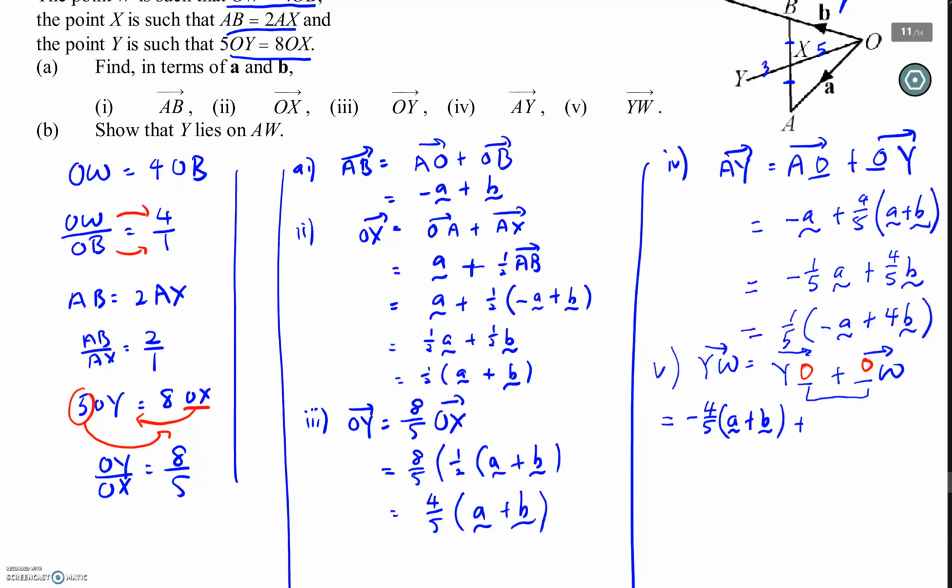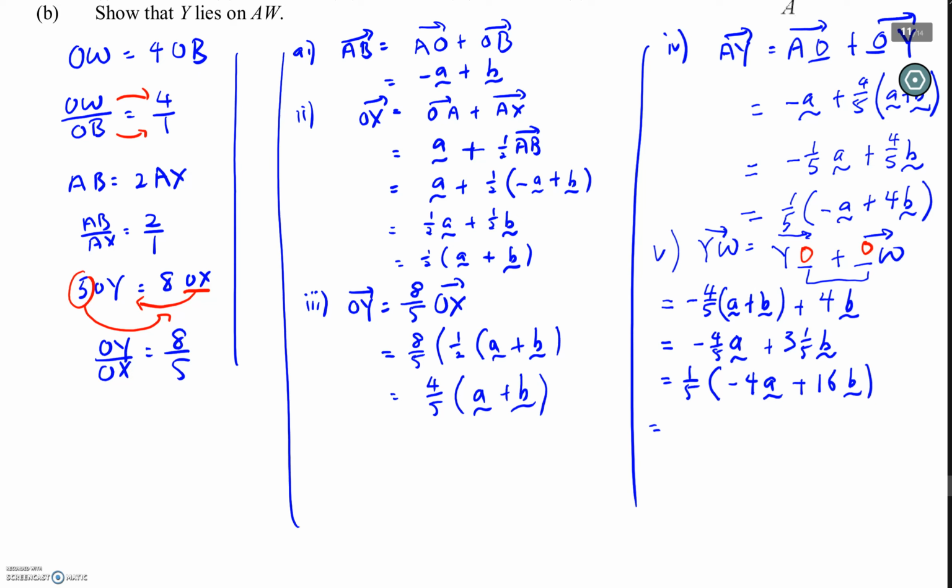OW, what is OW? 4 times of OB. What is OB? B. Okay? And then what's my final answer? Negative 4 over 5 A, and then plus 3 and 1 over 5 B. If I take out 1 over 5, what's the answer? Negative 4A, and 16B. I can take out 4 also.